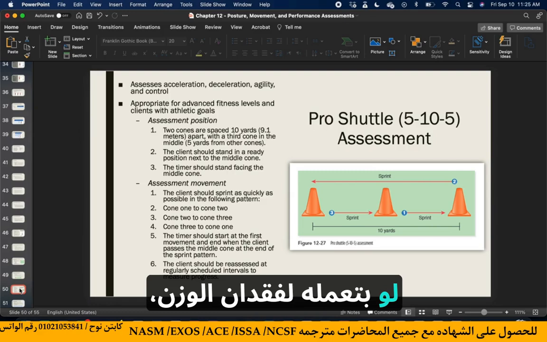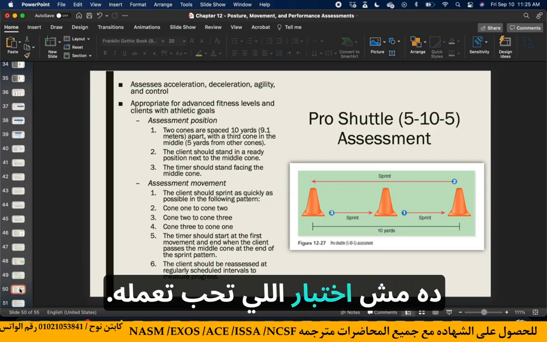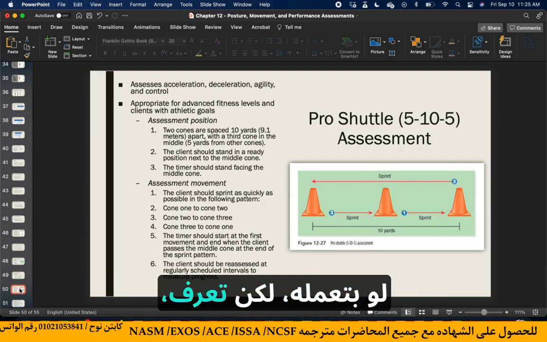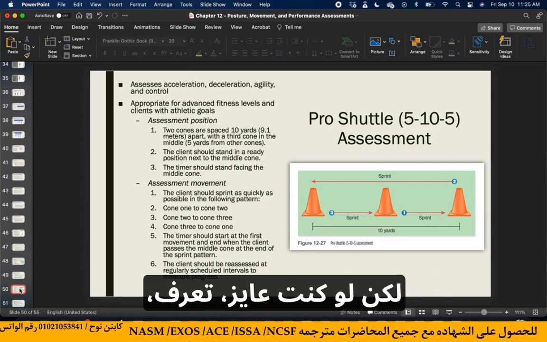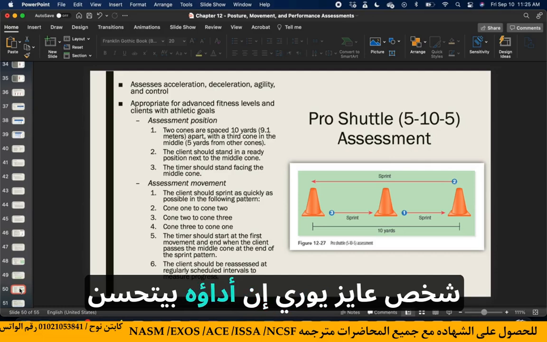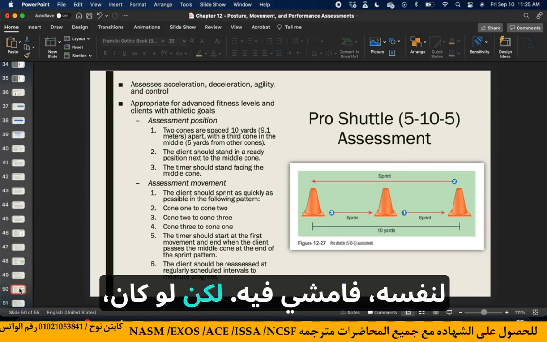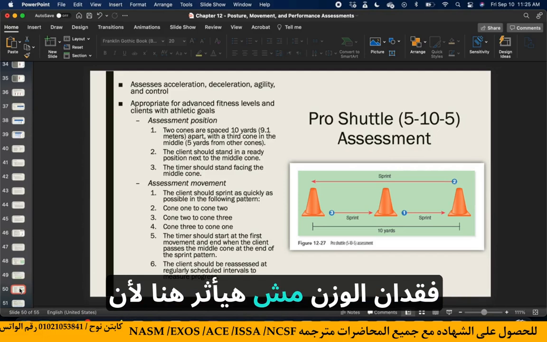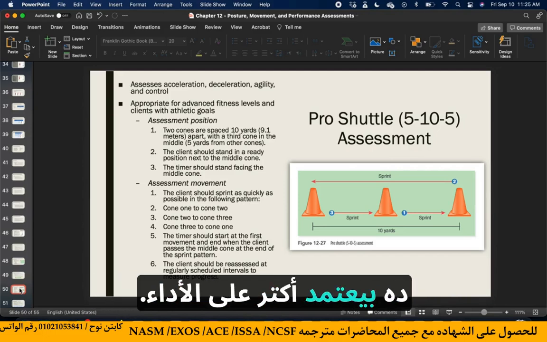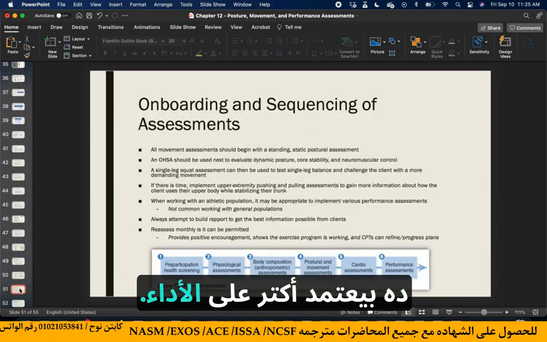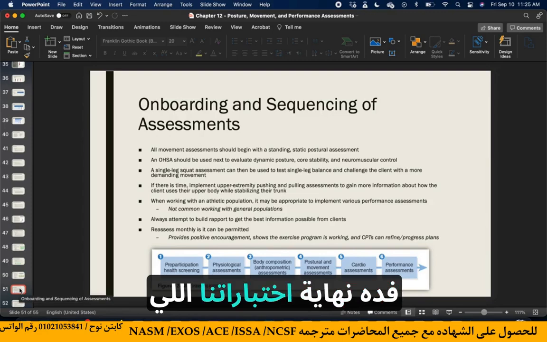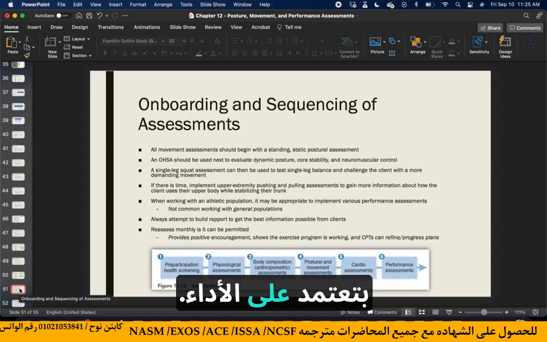But if you're doing it for weight loss, this probably isn't a test that you want to do. For general fitness, probably not the test you want to do either. But if a person wanted to show that their performance is going up just for themselves, then go for it. But weight loss isn't really going to affect this because it's more performance based. So that's the end of our performance based testing.